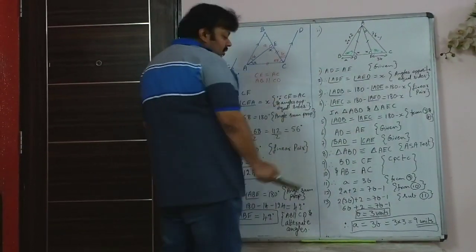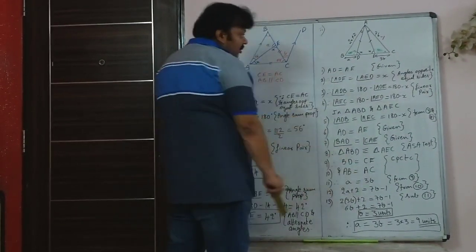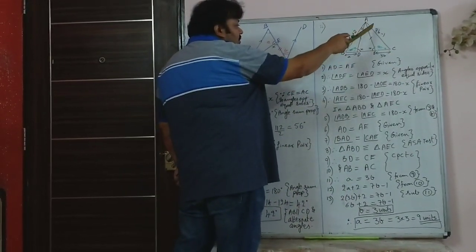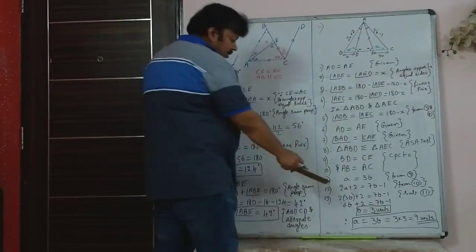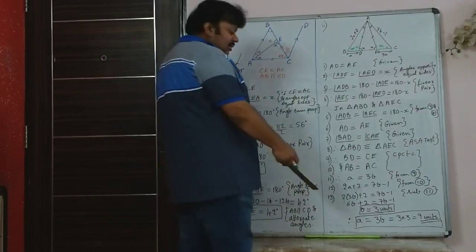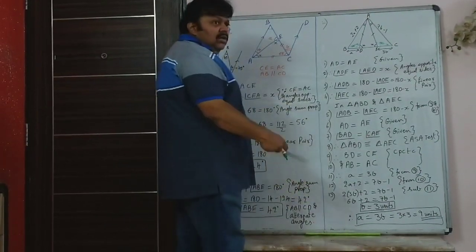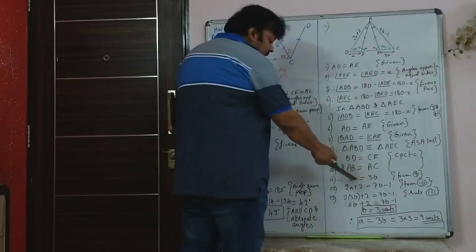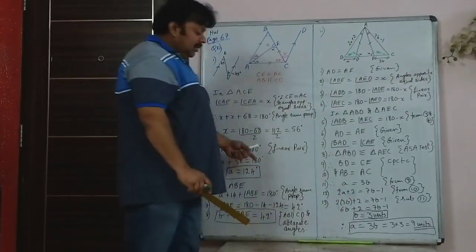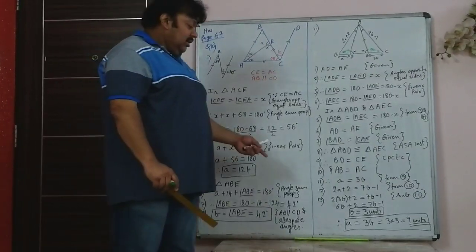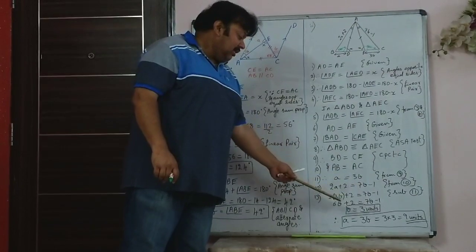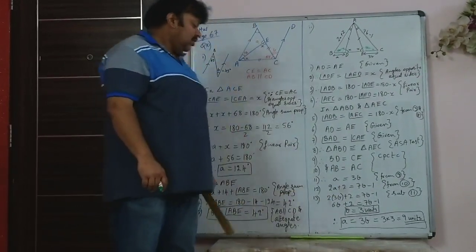So A is equal to 3B, and AB is equal to AC. So 2A plus 2 is equal to 7B minus 1. Now you can solve these two equations simultaneously. You can use the substitution method and directly substitute A is equal to 3B. So instead of A, I have written 3B. Therefore, when you solve, you will get 6B plus 2 is 7B minus 1, or B is 3 units.